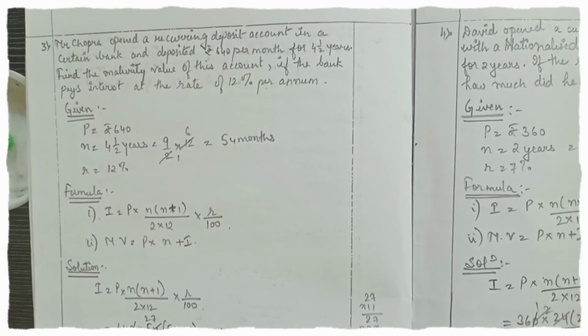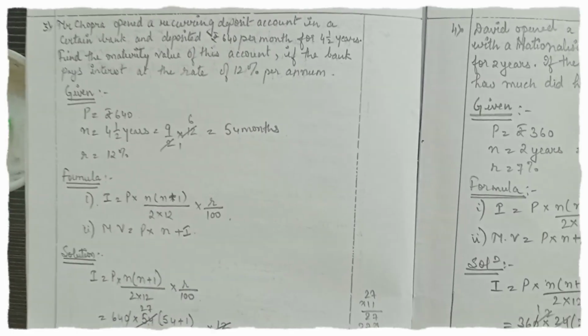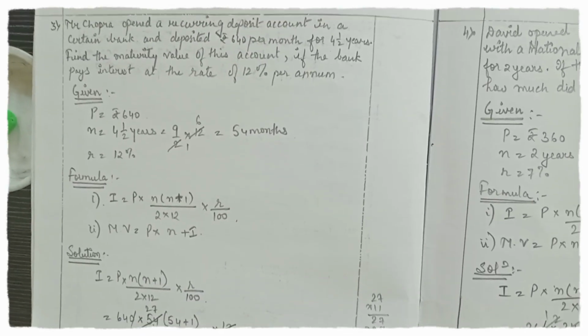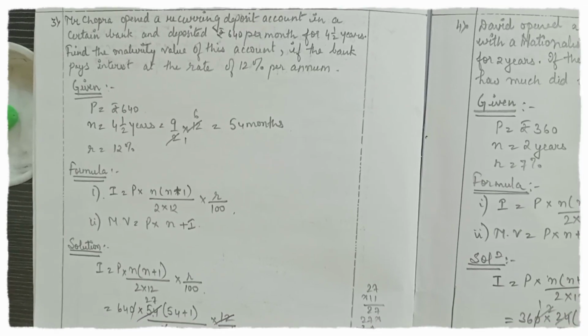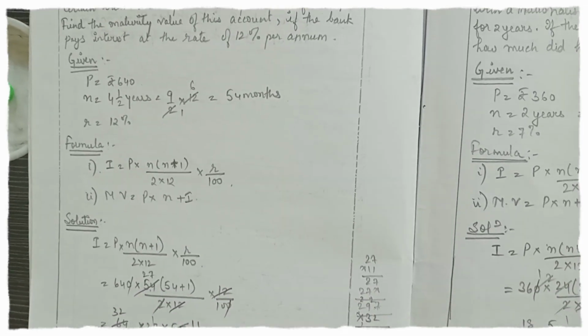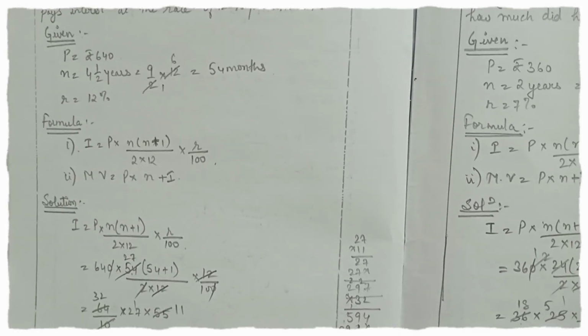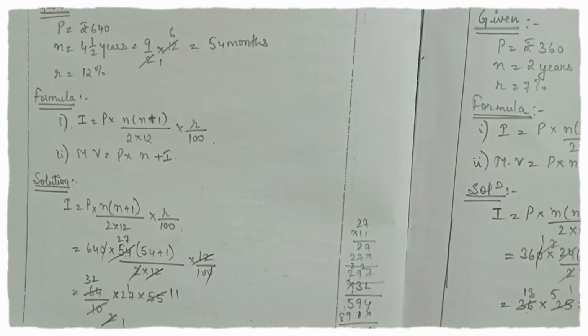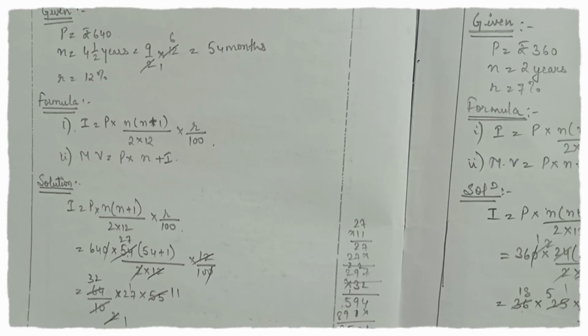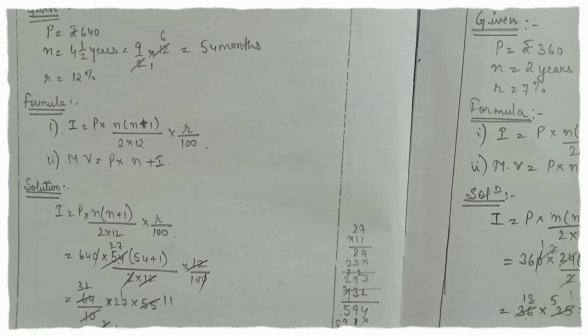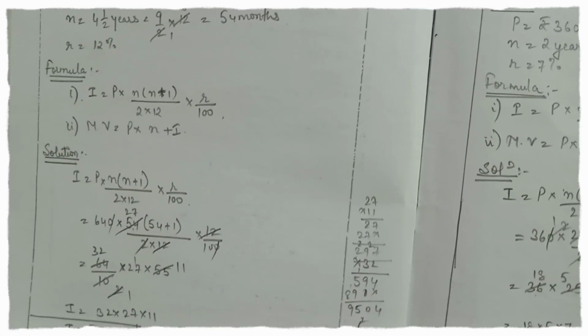Mr. Chopra opened a recurring deposit account in a certain bank and deposited rupees 640 per month for 4.5 years. Find the maturity value of this account if the bank pays interest at the rate of 12% per annum. Given P is equal to rupees 640, N is equal to 4.5 years. Turn it into an improper fraction and multiply it by 12, you get 54 months.